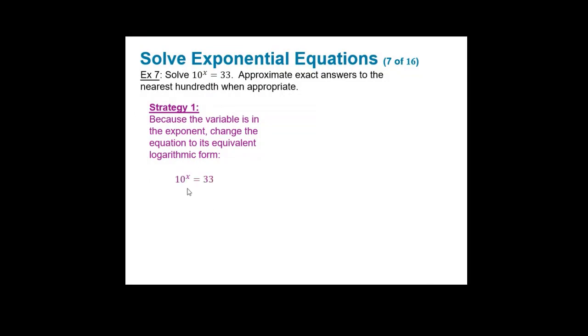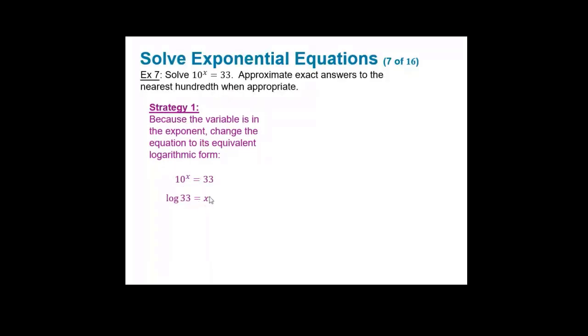So we're just going to use the definition. We're going to do exactly what we did on the previous problem in this first step. So how do I write this as a logarithm? The base of my exponent is 10, which means what? The base of my log needs to be 10. And then I'm just going to crisscross and switch my x and my 33.